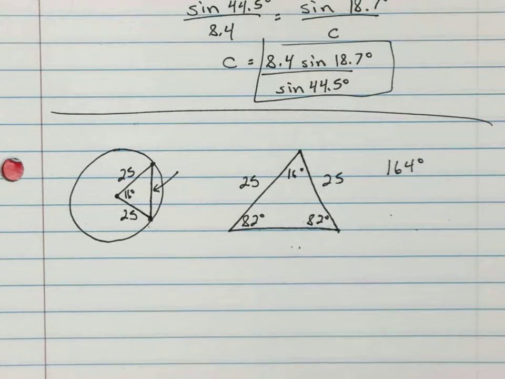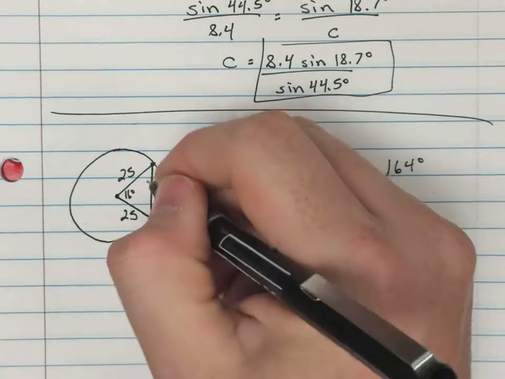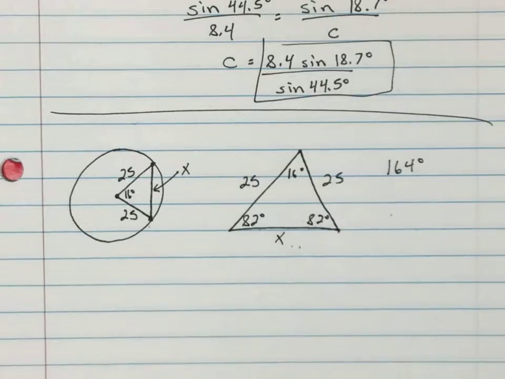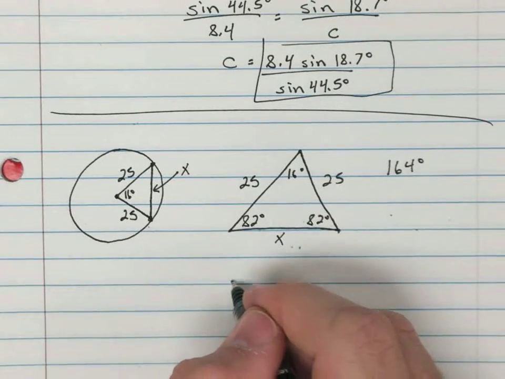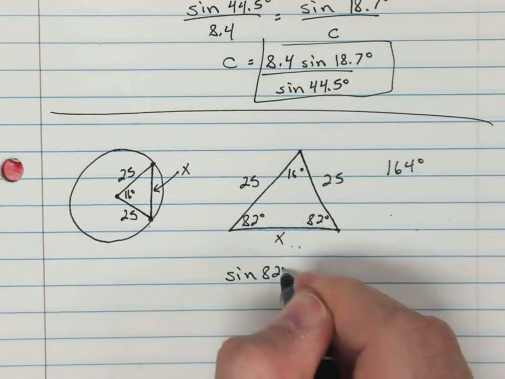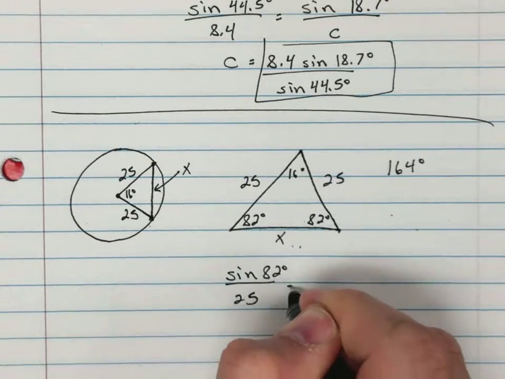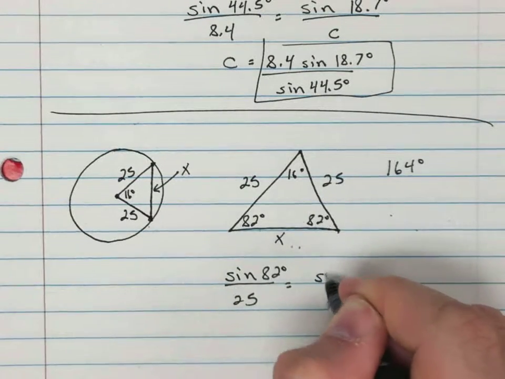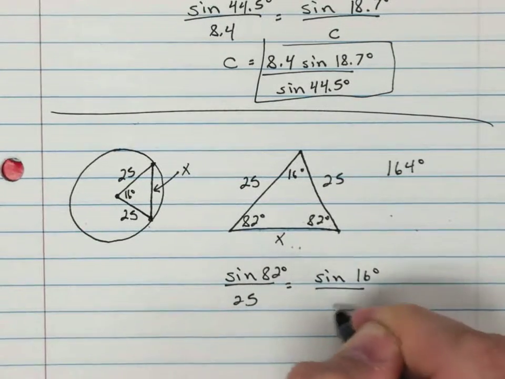You didn't have to do this. You can use law of cosines to solve this, but to me, this way is a whole lot easier. Because now in order to find that chord, which we'll call x, you can simply do the sine of 82 over 25 is equal to the sine of 16 over x.